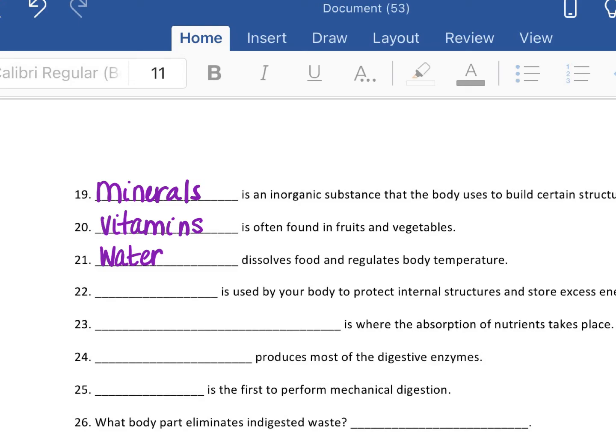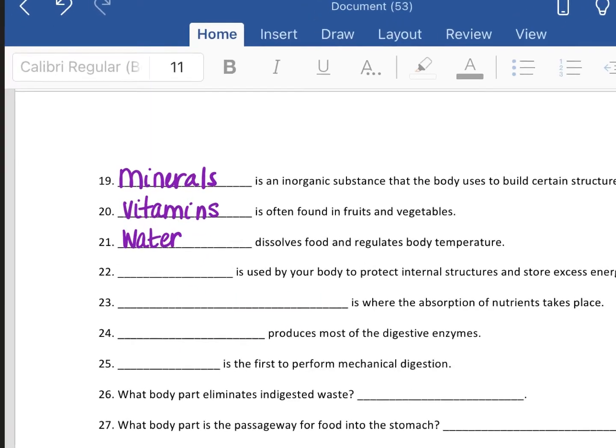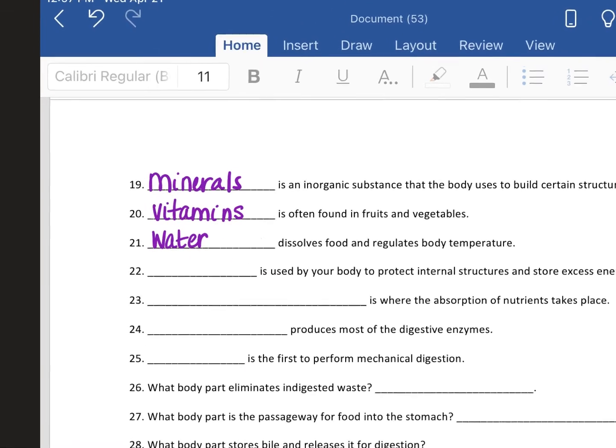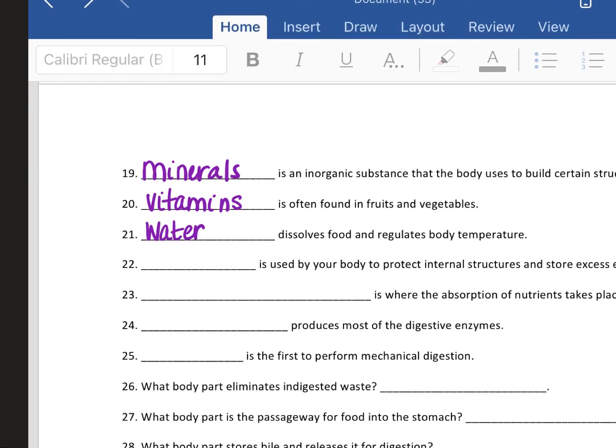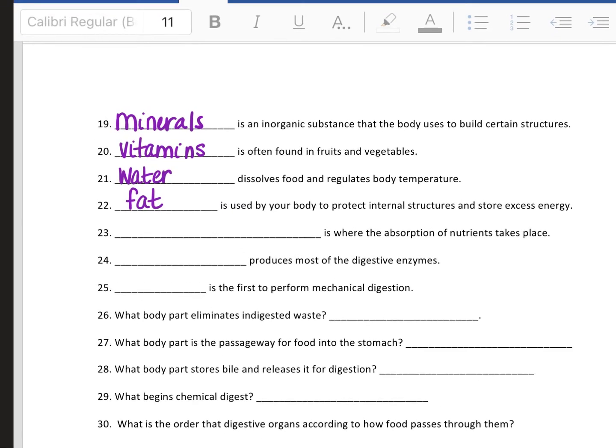Number 22. Blank is used by your body to protect internal structures and store excess energy. Yep, fat. Please stop making comments and stay with me, please. Number 23. Blank is where the absorption of nutrients takes place.